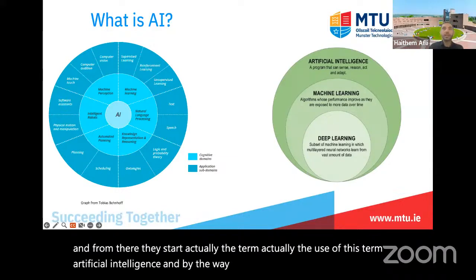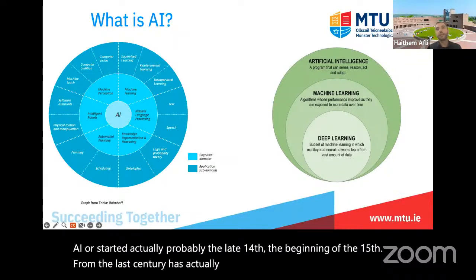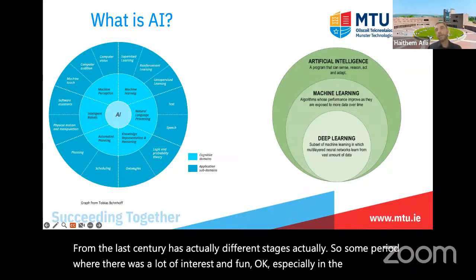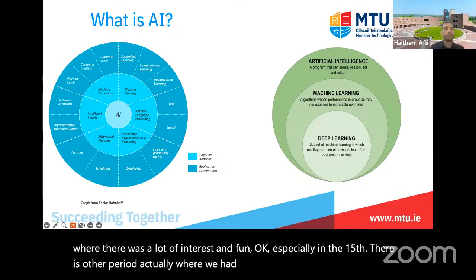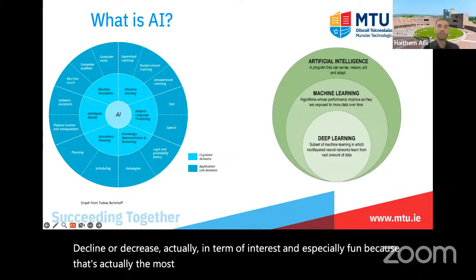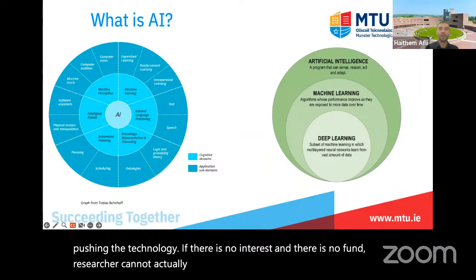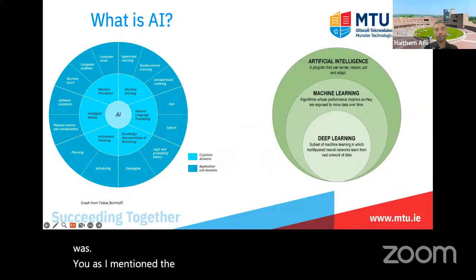And by the way, this technology, during the history of AI, which started probably in the late 14th or beginning of the 15th of last century, has different stages. Some periods had a lot of interest and funding, especially in the 15th. Then there were other periods where we had a decline in interest and especially funding, because that's the most important pillar that pushes the technology. If there is no interest and no funding, the researchers cannot progress.